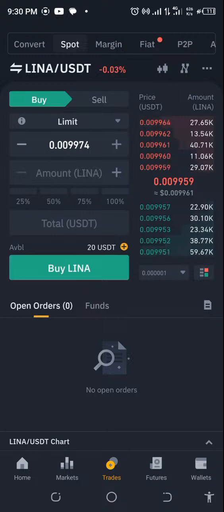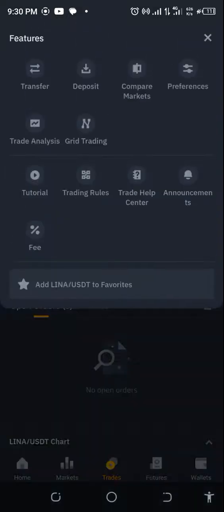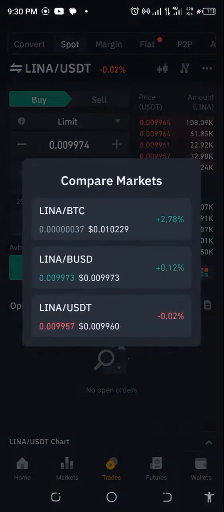I've got Lena USDT. So let's go over to check the compare markets.